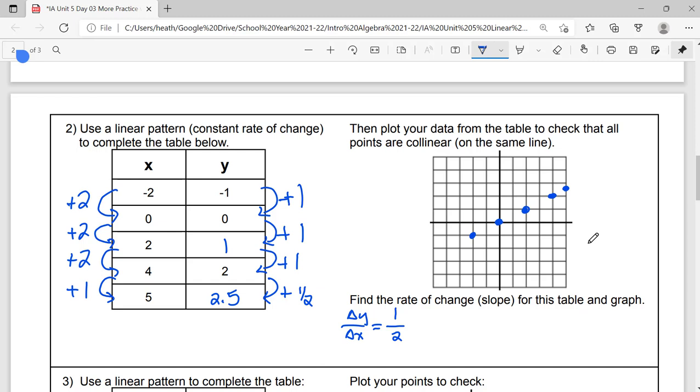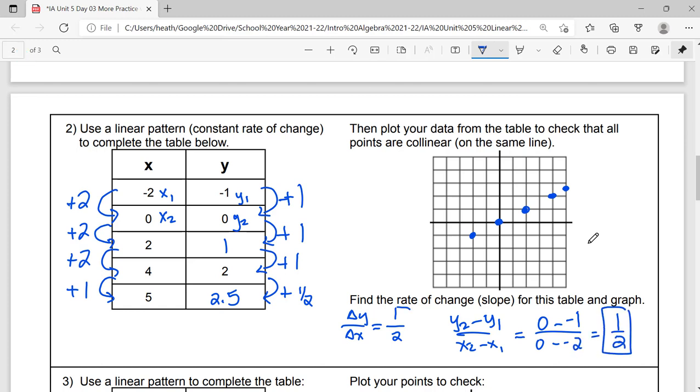Or I could do my y2 minus y1 over x2 minus x1. All right, so I can choose any x's and y's I want, so I'll just choose these. I'll choose this as x1, x2, y1, y2. So then I've got 0 minus negative 1 over 0 minus negative 2, and that also gives me 1/2. So either way, I'm getting a slope of 1/2.